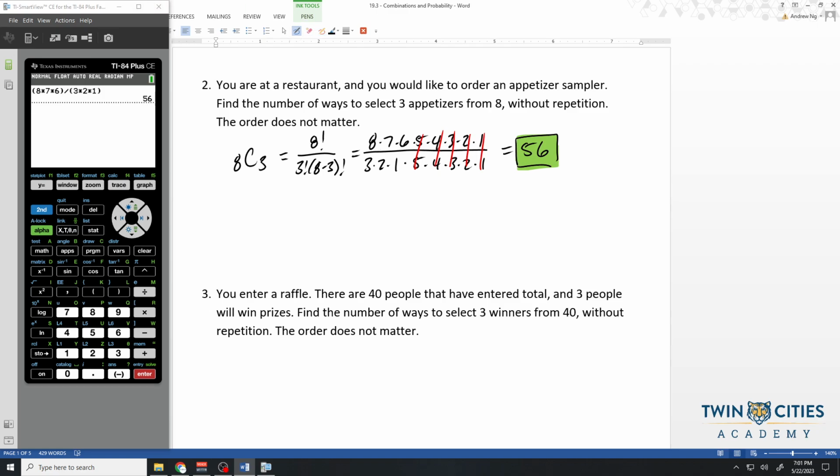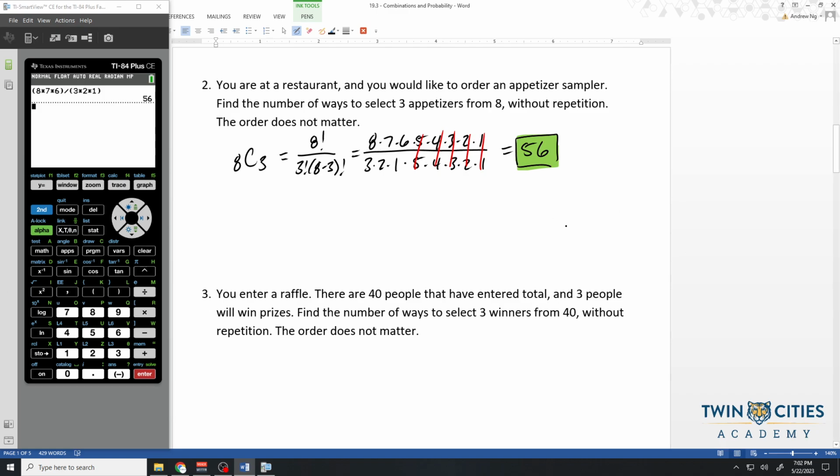Which is probably why when you go to the restaurant, if there is an appetizer sampler, they would have a page where you should say choose 3 out of the 8 rather than writing out every single combination for people coming to eat. It would take up quite a bit of room, I'd imagine.